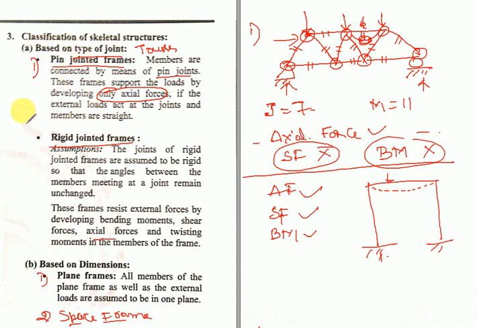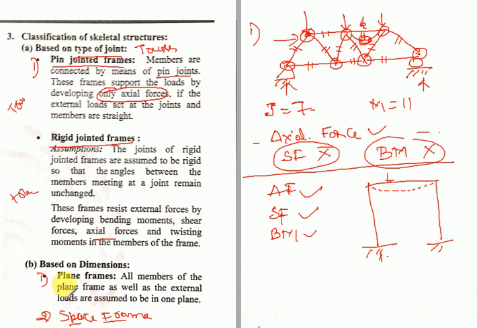Okay, pin jointed frames are nothing but trusses, in which the load is applied only upon the joints and only axial force is developed. But in case of rigid jointed frames, axial force, shear force and bending moment are generated, which is nothing but frames. So that is the difference between pin jointed frames and rigid jointed frames that you need to remember.